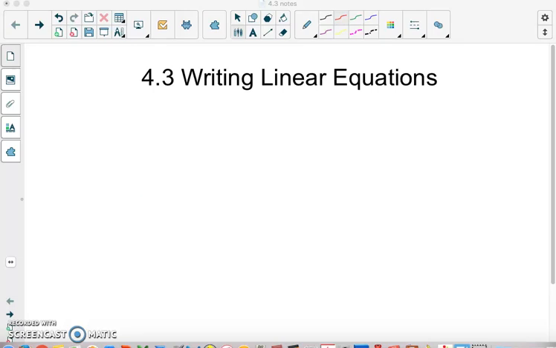Hi everyone, today we are going to be writing linear equations. When we write our linear equations, we want to put them in slope-intercept form. So let's remind ourselves what slope-intercept form is.